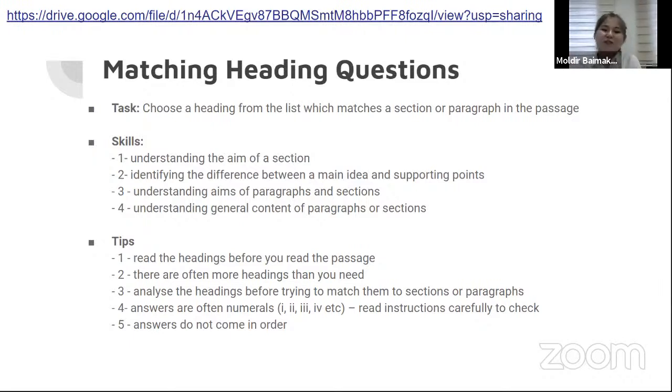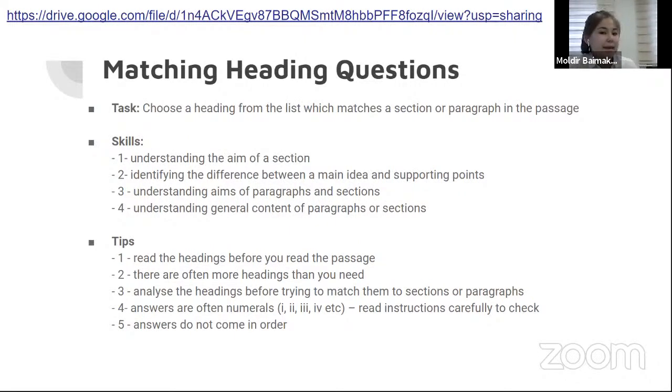Well, the first skill here, I would say, is understanding the aim of a section, but it's a bit of a blur one. To get the matching heading questions right, first you have to be concentrated all the time because sometimes when we read the paragraph we miss out some things. We focus on some sentences, but not on others. If you want to get this right, you have to be as concentrated as you can.